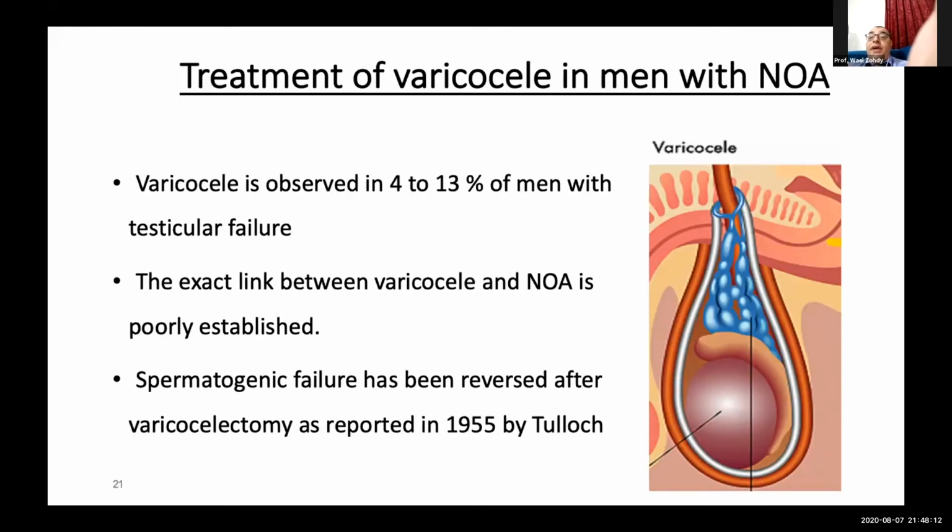Again, Dr. Arafa covered this topic very well. Varicocele is observed in 4 to 13% of men with testicular failure. The exact link between varicocele and non-obstructive azoospermia is poorly understood. Spermatogenic failure has been reported as early as 1955, as Dr. Arafa said. Next.